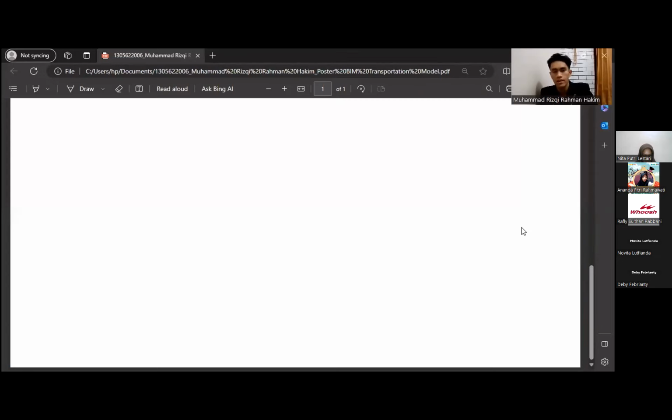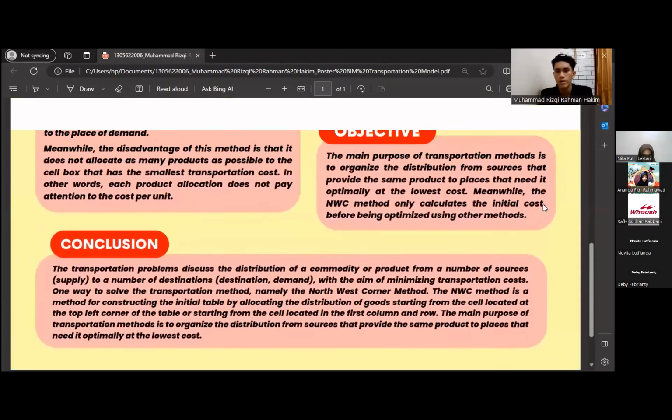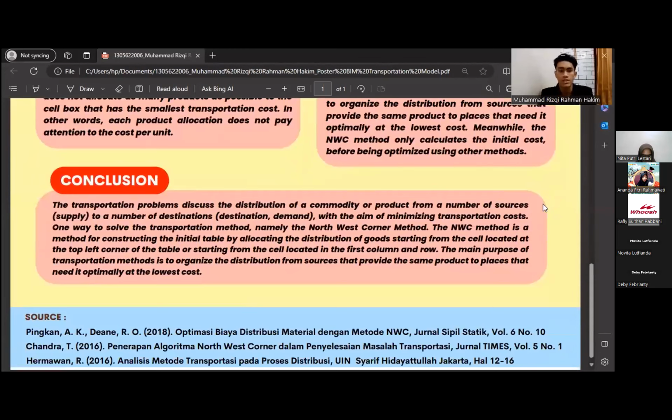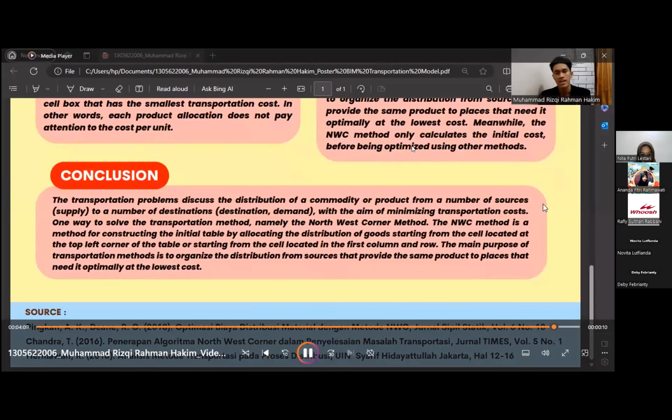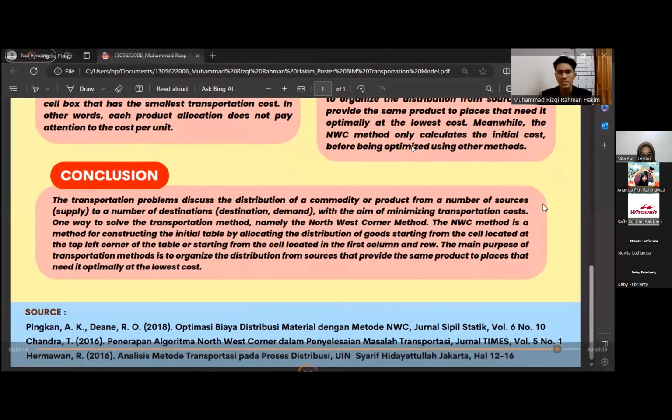In making these posters, I looked for references from research, and I have listed them on the posters. Well, that's all the exposure and information that I can share. Hopefully, it can be a new insight for all.